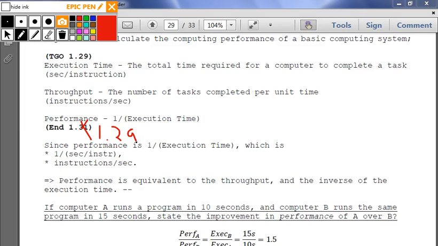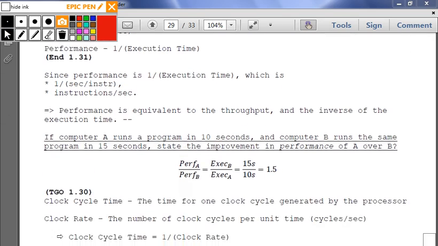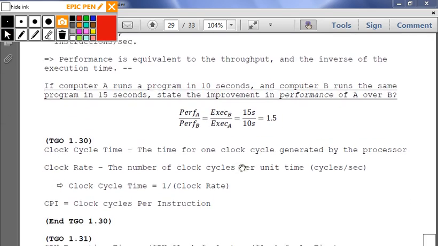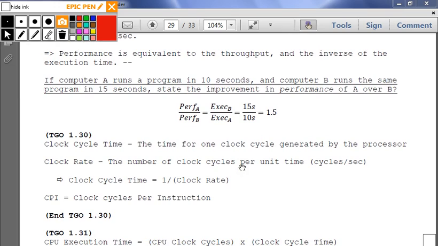A very brief example. If computer A runs a program in 10 seconds and computer B runs the same program in 15 seconds, state the improvement in performance of A over B. I'll get to your question in a second.